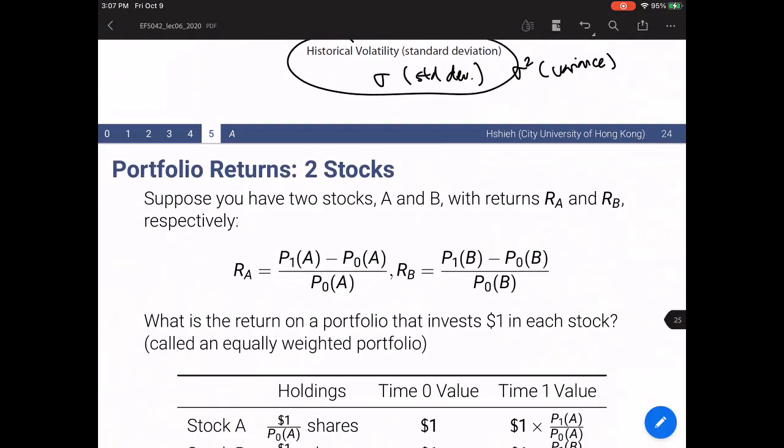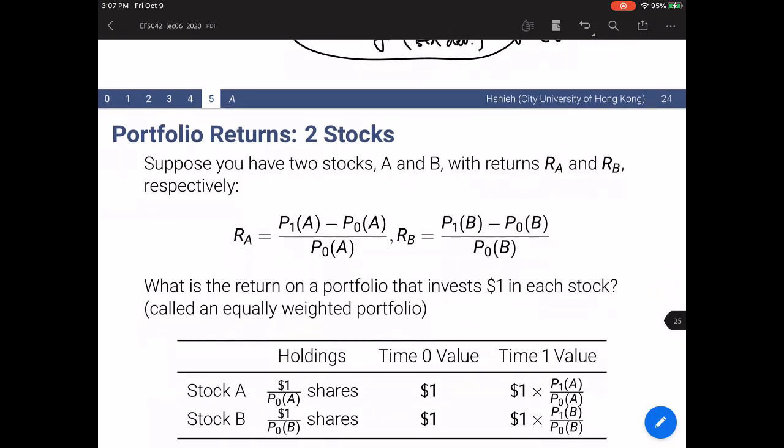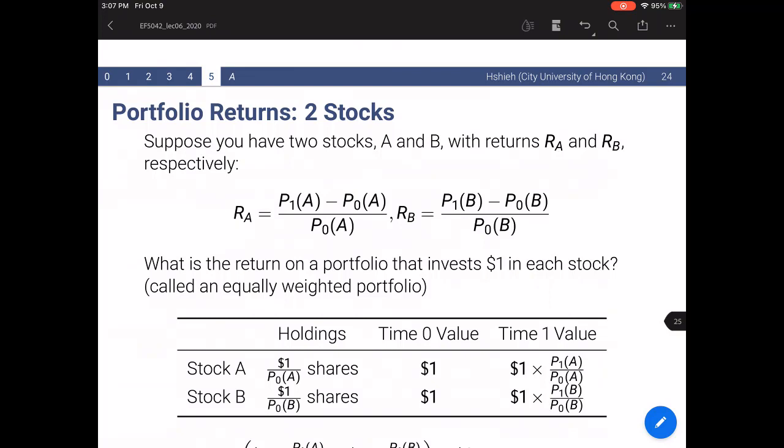All right, so let's look at portfolio returns rather than just returns on one specific asset, so that we can understand the mathematical structure to represent correlations between assets within a portfolio. Suppose we have two stocks, stock A and stock B, and they have price 1 and price 0, to indicate the price one period later and the price today. The return is simply the difference in the price between these two periods divided by the initial price, so that's P1 minus P0 divided by P0.